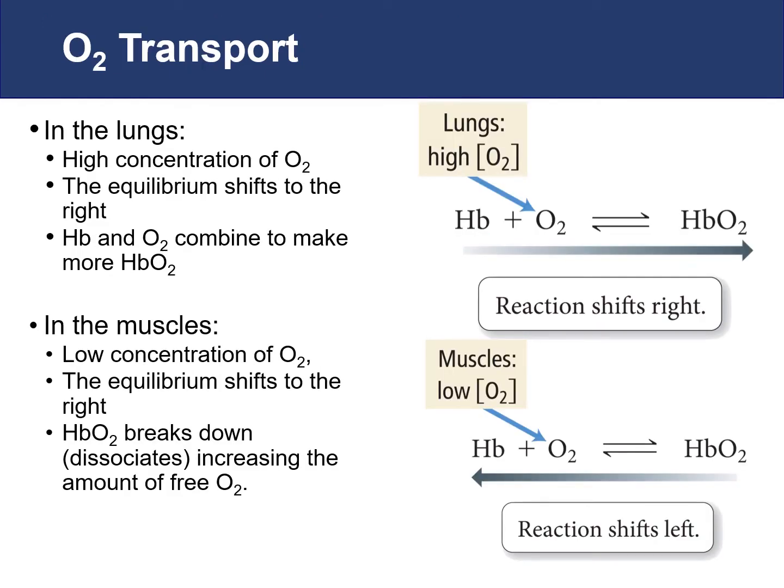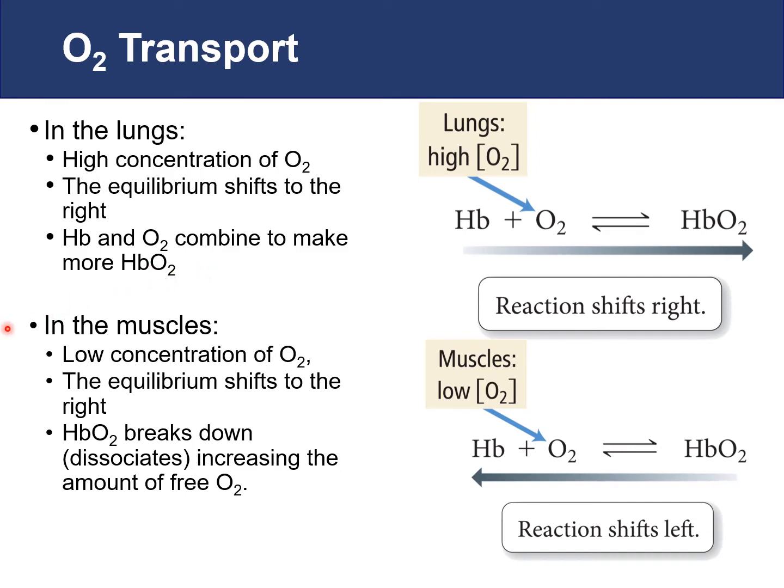How this works in your body is that in your lungs there is a high concentration of oxygen. This causes the equilibrium to shift to the right. Because in your lungs the oxygen concentration is high, in order to establish the equilibrium, which has relative concentrations, if the oxygen concentration goes up, the oxygen-bound hemoglobin concentration will go up. So the equilibrium shifts to the right, favoring the formation of more of our product, the oxygen-bound hemoglobin. So your hemoglobin and oxygen will combine to make more oxygen-bound hemoglobin.